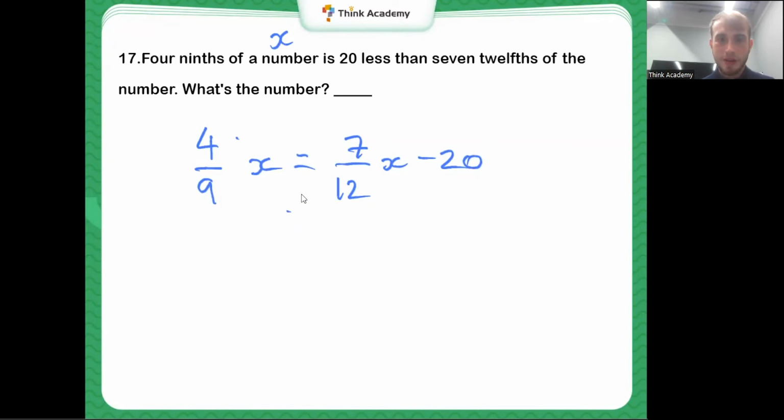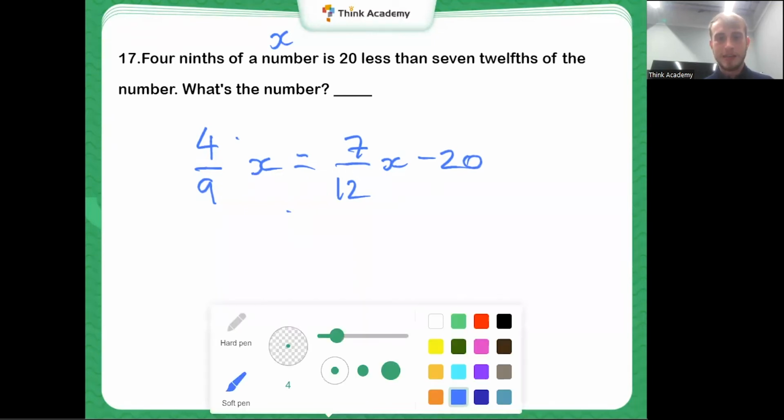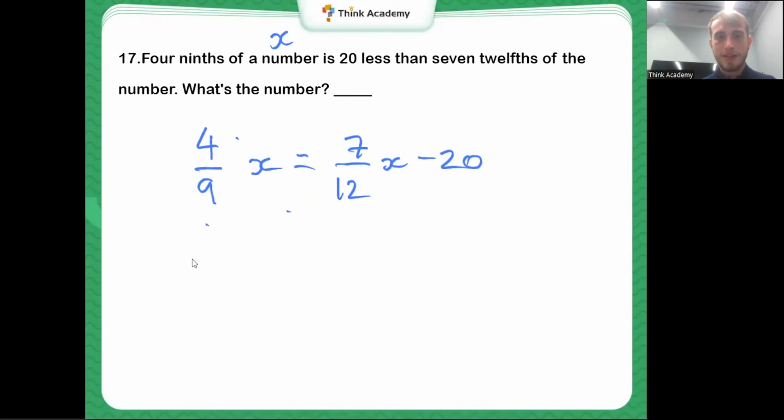So if I look for a common multiple of these things, a common multiple of 9 and 12 is 36. That's the lowest common multiple. So if I was to times everything in this equation by 36, then it works out quite nicely. Because 4/9 times 36, if I write it up here, 4/9 times 36, you're going to simplify a little bit. The 36 is going to divide by 9, and you're just going to times by 4.